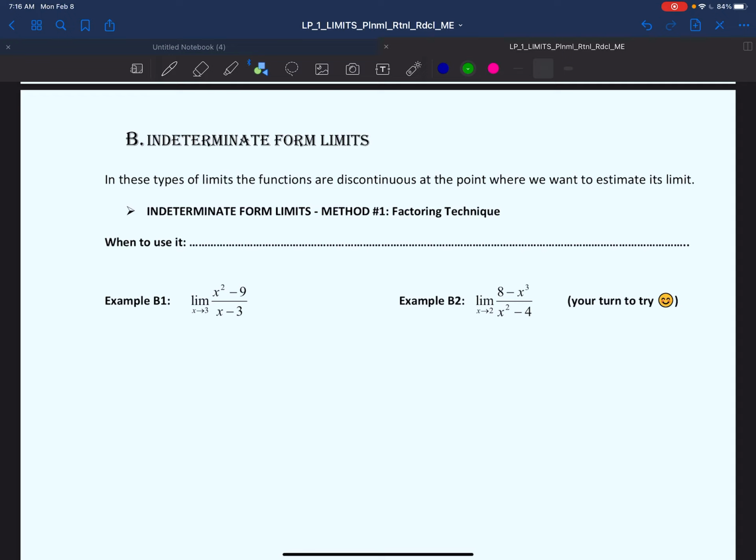So some of the techniques that we use is, number one, the factoring technique. When do we use the factoring technique? Mainly when we see rational expressions.